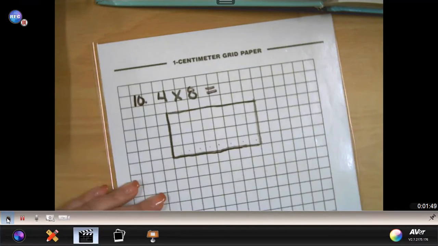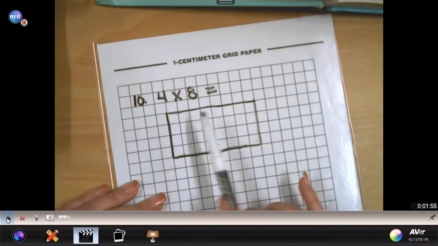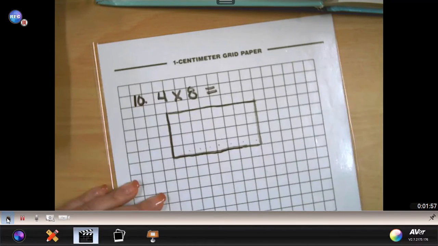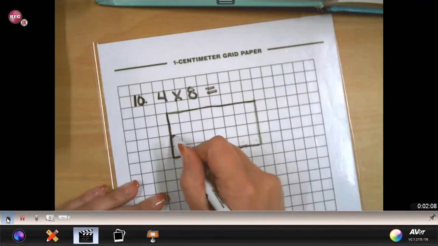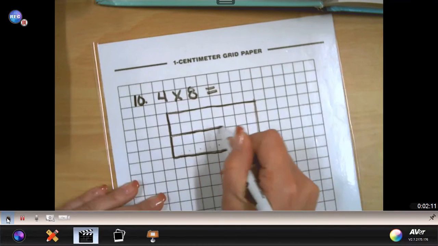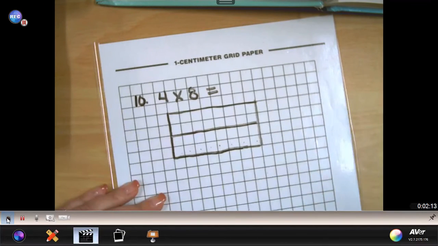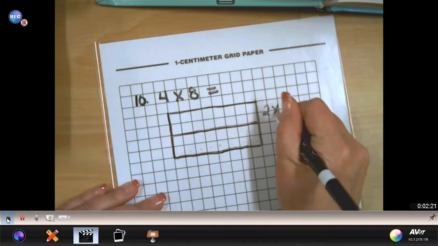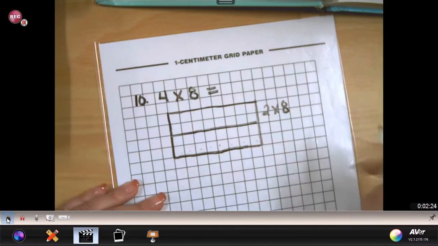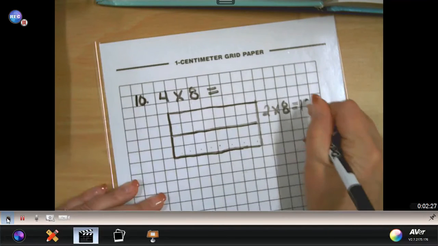Now, one thing that we talked about yesterday was, when you have factors that are larger, how can we use two smaller arrays or two other expressions to help us find 4 times 8? For example, one of the problems we worked on yesterday was how can I use 2 times 6 to help me find 4 times 6? Well, in this particular case, we could use 2 rows of 8, and if we know what 2 rows of 8 is, we would get 16 because 8 plus 8 is 16.